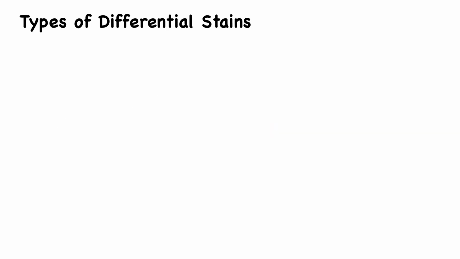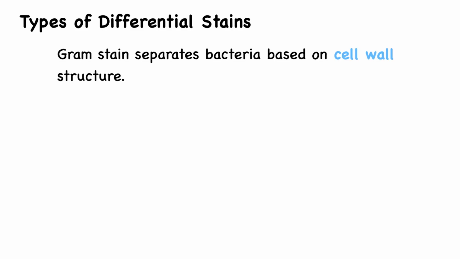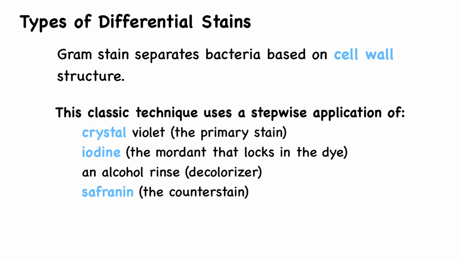Let's take a look at some of these major differential stains, starting with the Gram stain, which was developed by Hans Christian Gram in 1884. This classic technique uses a step-by-step application of several dyes and washes. First, you would put your crystal violet, which is the primary stain that has a purple color, on your fixed sample. Then, you would follow that with iodine, which is the mordant that locks in the dye.